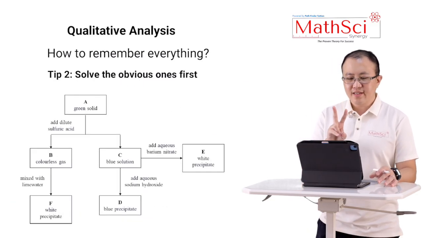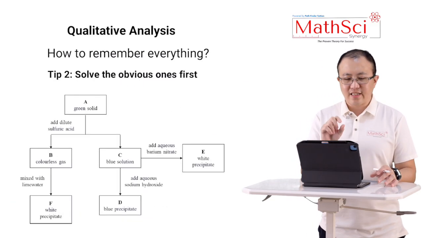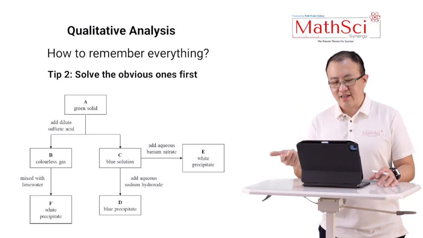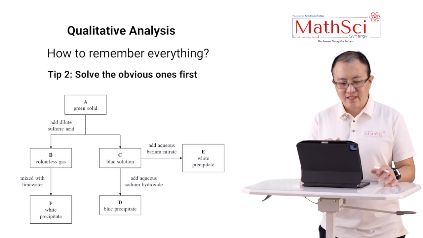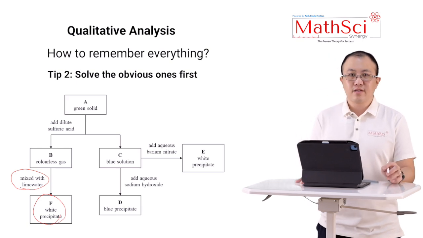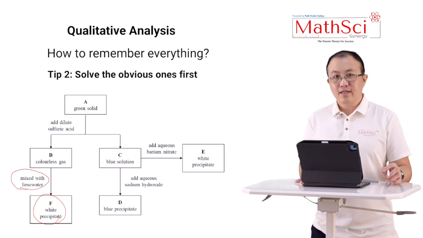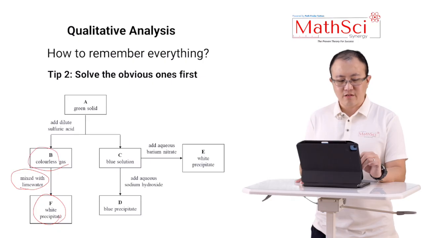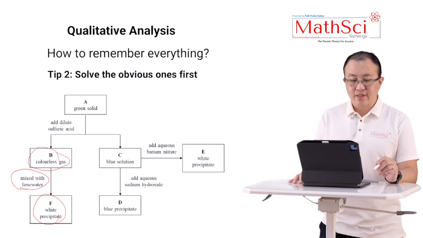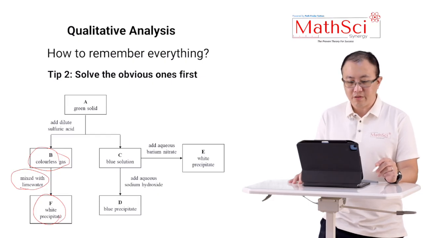Okay, tip number 2 will be try to remember and identify the one that is very unique. So for instance, we know that if it's a lime water test, it's carbon dioxide. In this case, you can see that there is such a thing mixed with lime water, then you get white precipitate F. So this one should be looking for carbon dioxide, and as a result, B is going to be carbon dioxide gas. And the white PPT was a result of the lime water test when it turns chalky or milky.